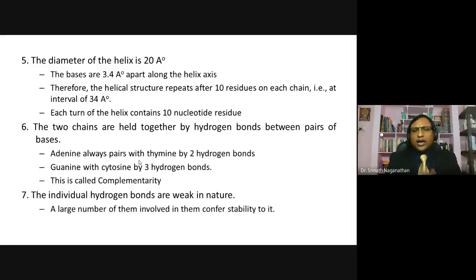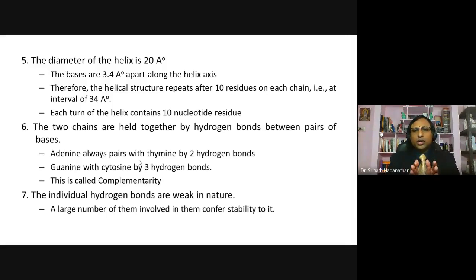The two chains are held together by hydrogen bond pairing. So adenine pairs with thymine by 2 hydrogen bonds, and guanine with cytosine by 3 hydrogen bonds. This is called complementarity.